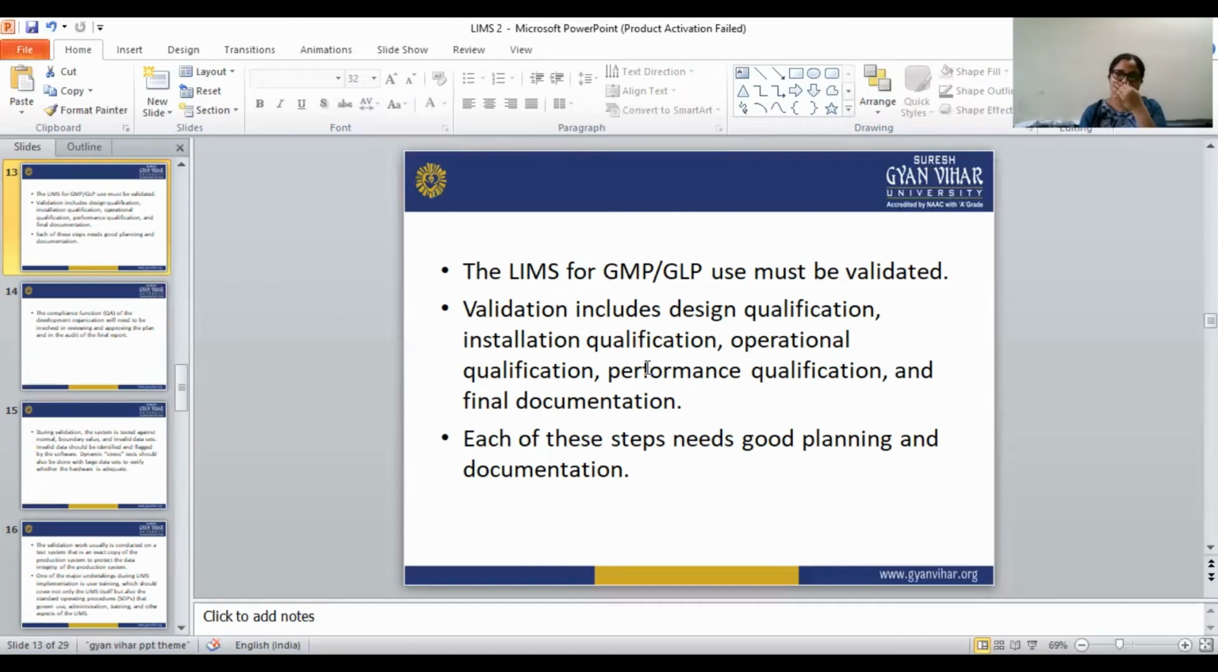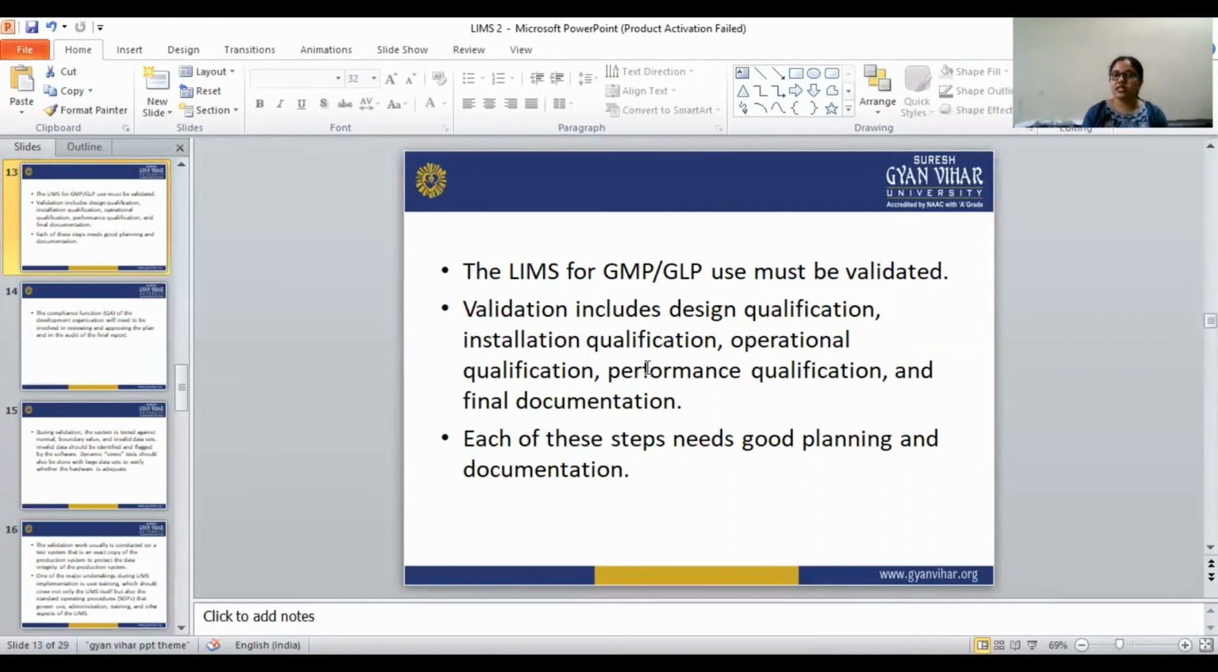So what does the validation include? Validation includes the design qualification, okay. They have to validate the design of the LIMS. In the GMP and GLP area, the LIMS they are using should be validated, and the design of the LIMS should be validated, the installation of the LIMS should be validated, okay. All the operational functions should be validated in GMP and GLP, because GMP and GLP is the main area of any company, okay. So this is very important.